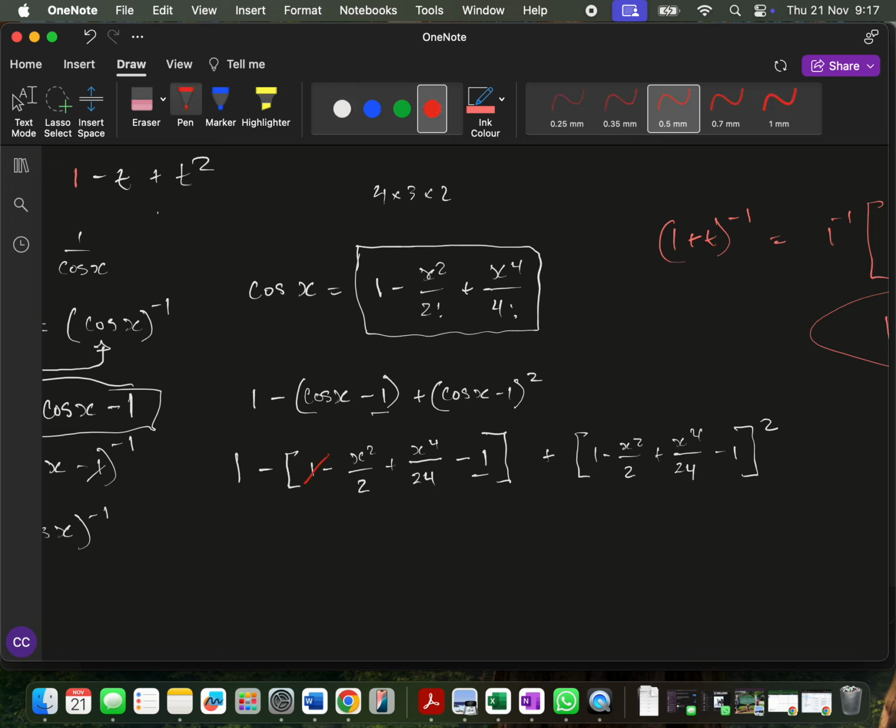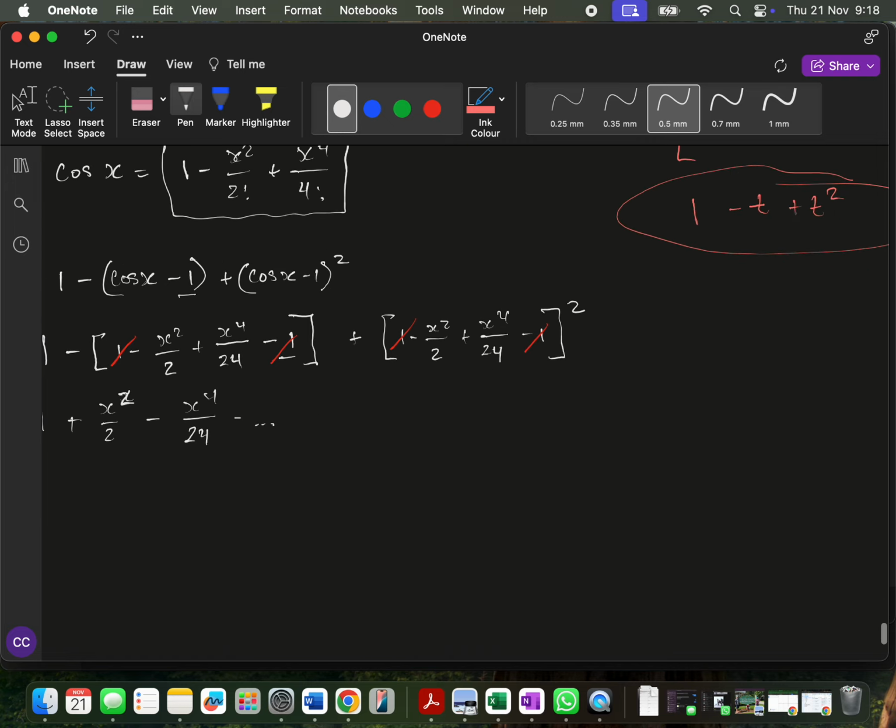Well, let's get some canceling done. That goes away, that goes away, that goes away, that goes away. So my first part of this is 1 plus x squared over 2 minus x to the 4th over 24. Now, this would continue on. There'd be another term, but we're not really worried about those. Now, when I square this, I would end up having to do x squared over 2 times x squared over 2, which would give me x to the 4th over 4. All right.